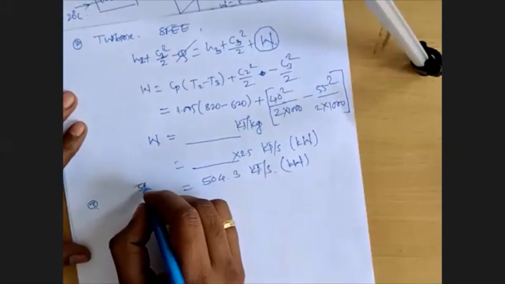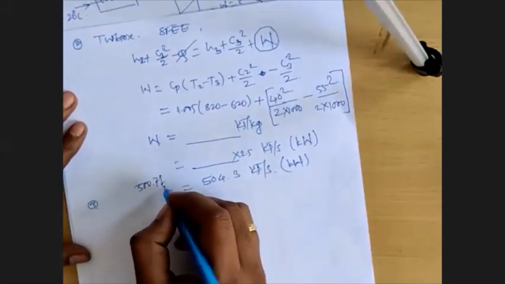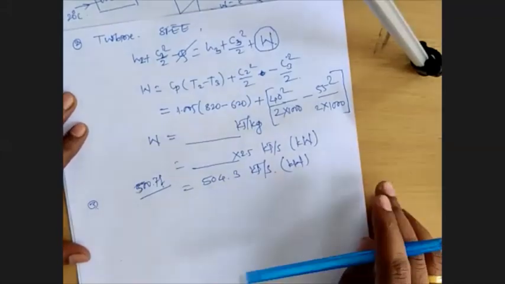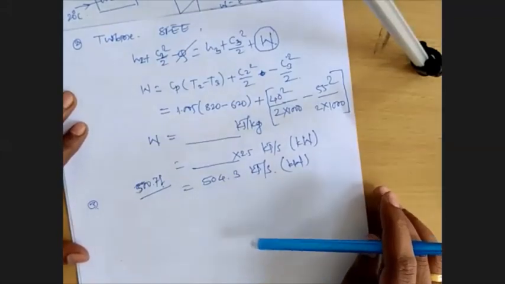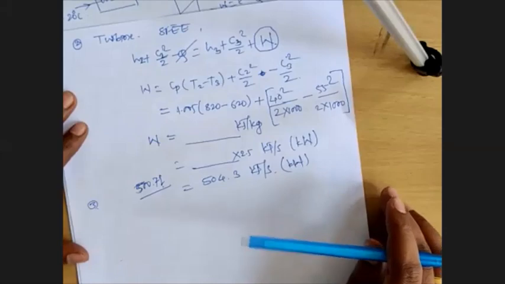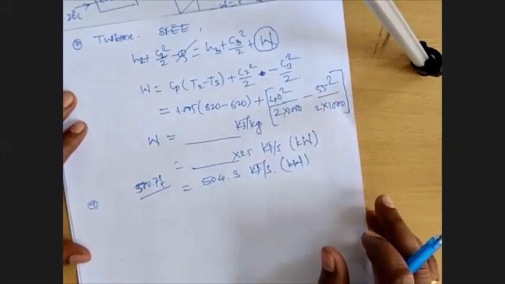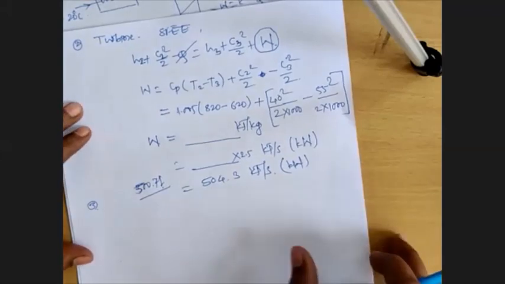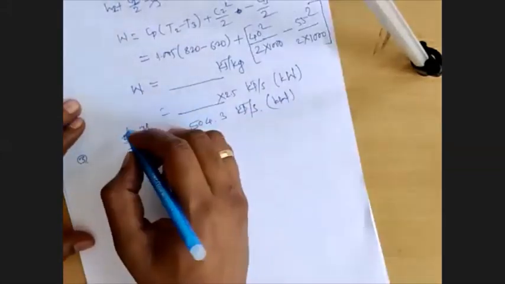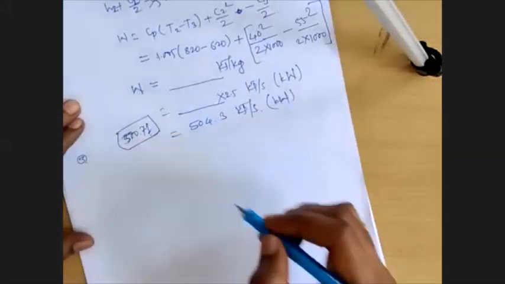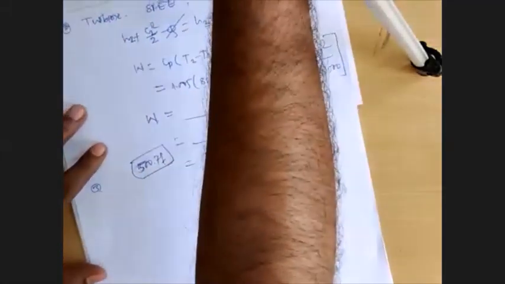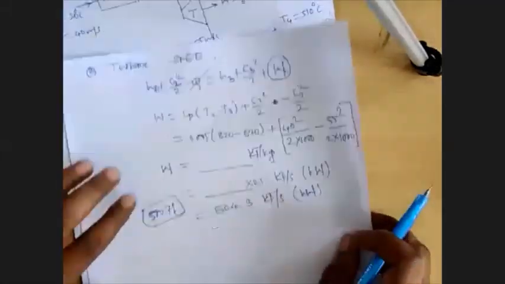Yes, sir. 0.71. Okay. Anybody else? Two students have got 500 point something. Anybody like 504, 503? Okay. So let's consider this 500.71. The third device is nozzle.